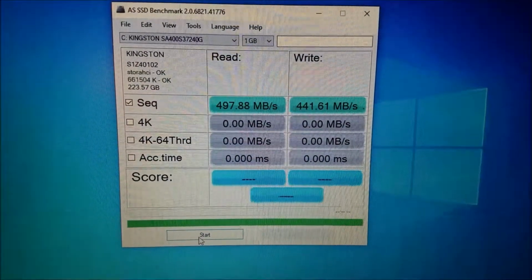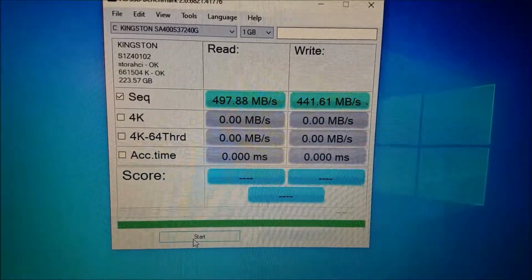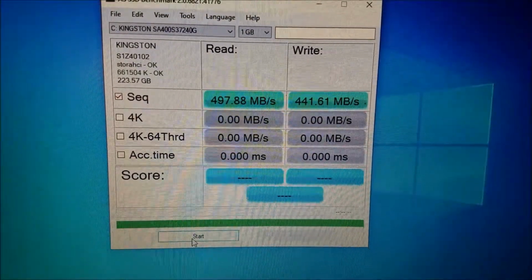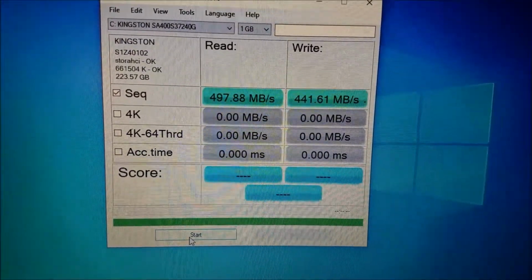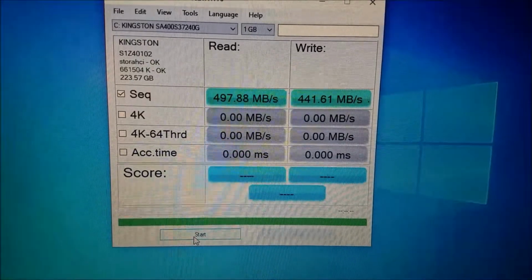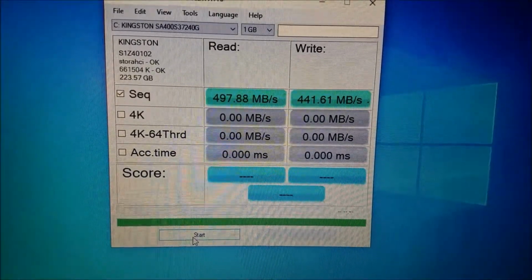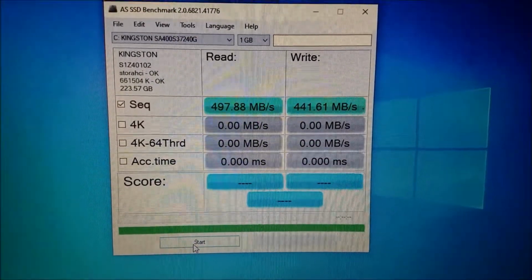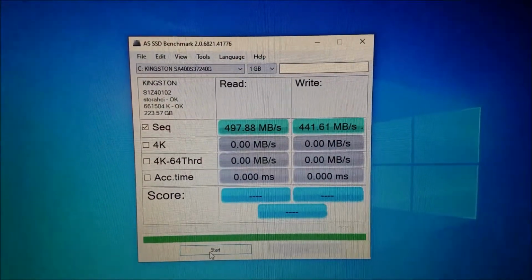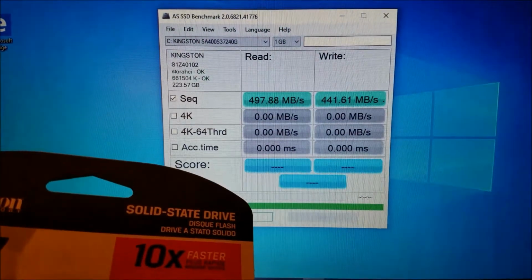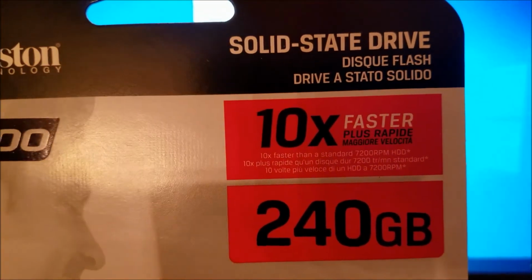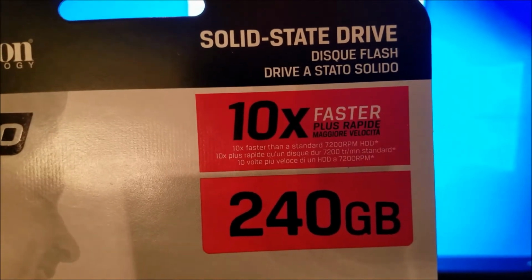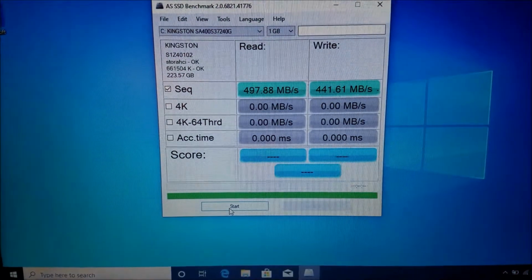All right, so definitely a lot faster. We got almost 500 megabytes per second on the read and 441 megabytes per second on the write. If you recall from previously in the video, we got a little over 100 on the read and write with the traditional hard drive. So definitely not 10 times faster, but much faster. I'd say it's about 4 times faster. So not sure where Kingston got this claim from, 10 times faster. But in the real world, this is only about 4 times faster.